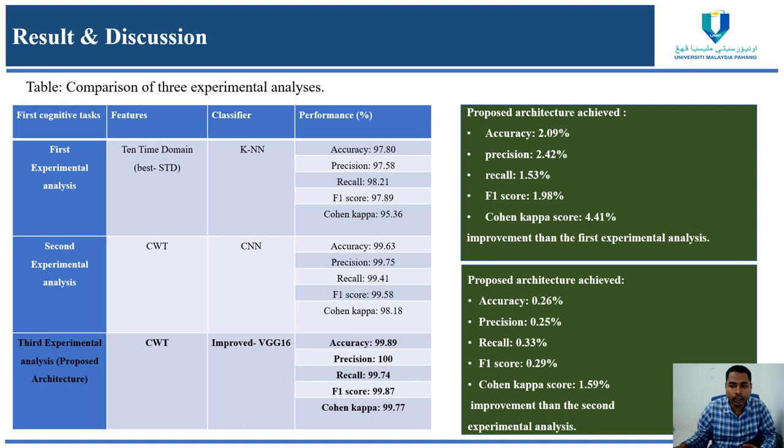From this table, we can see that our proposed architecture achieved 2.09% improvement in accuracy, 2.42% in precision, 1.53% in recall, 1.98% in F1 score, and 4.41% in Cohen Kappa score over the first experimental analysis. And the proposed architecture achieved 0.26% improvement in accuracy, 0.25% in precision, 0.33% in recall, 0.29% in F1 score, and 1.59% in Cohen Kappa score over the second experimental analysis.